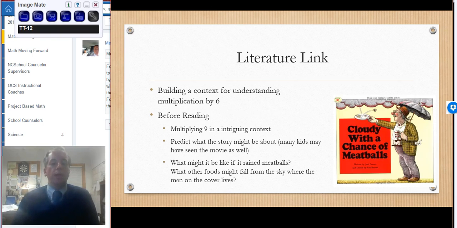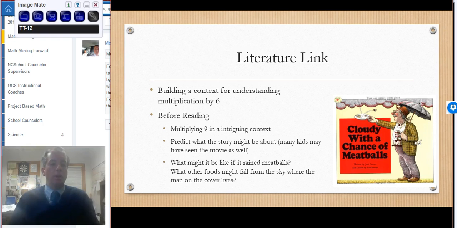So the text for this section is a fairly comfortable, fairly familiar text, and that is Cloudy with a Chance of Meatballs. Probably a lot of our students know Cloudy with a Chance of Meatballs, not by the book, although some of them would, but a lot of them are going to know it because of the movie, right? So it's using this as an intriguing context for multiplying by 9.